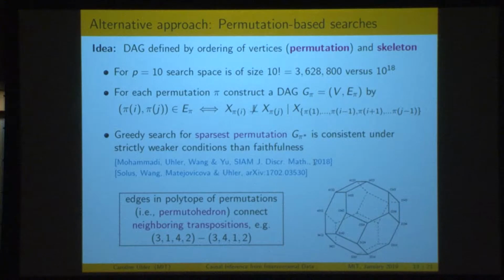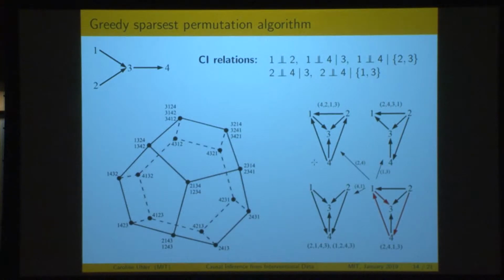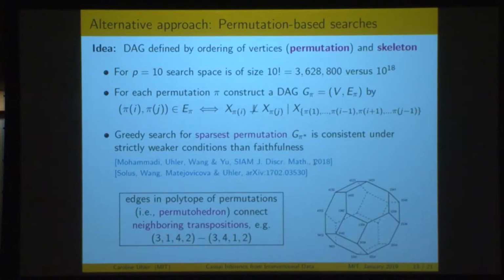Okay, so you have a smaller search space. In addition, you also get consistency under strictly weaker conditions. Okay, so just by phrasing this problem as a problem over permutations, you get out all of these things. And just to show you how this algorithm works, this is just a little nice math, how you get into really nice math when you work over permutations.